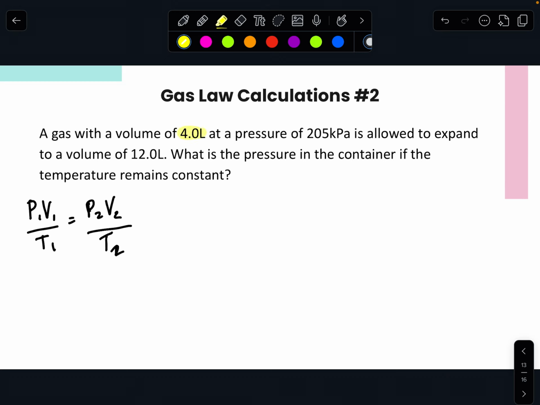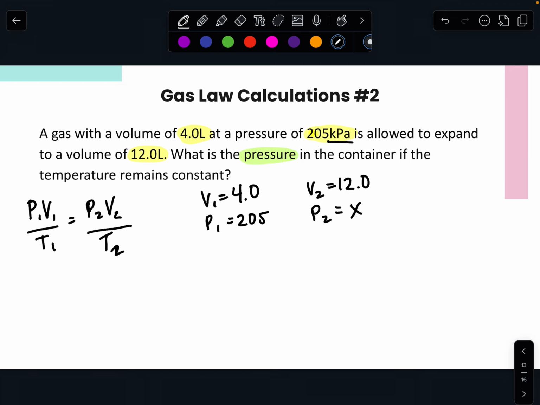So I'm given 4 liters. That's going to be a volume. I'm given a pressure. And I'm given a volume. And then I'm asked to solve for the final pressure. So my V1 is 4.0 and my P1 is 205 kPa, or kilopascals, which is just another unit of pressure. My V2, it tells me my new volume is 12, and I'm trying to solve for pressure, which is X.